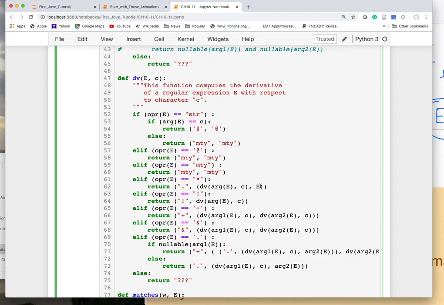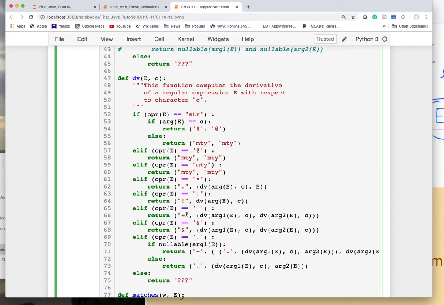If the operator is a negation, then what do I do? I derive the argument E with respect to character and build a tree back with negation as the principal operator. So I'm keeping the negation untouched and doing the inner derivation. The operator is plus. I derive arg1, derive arg2, put a plus back.